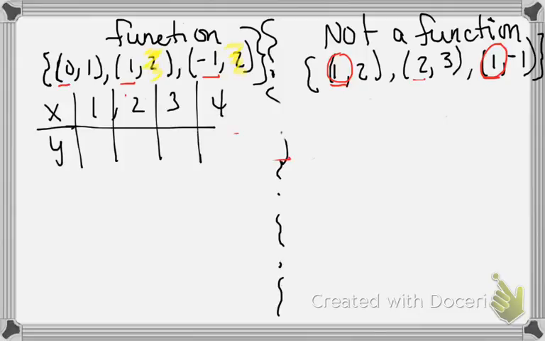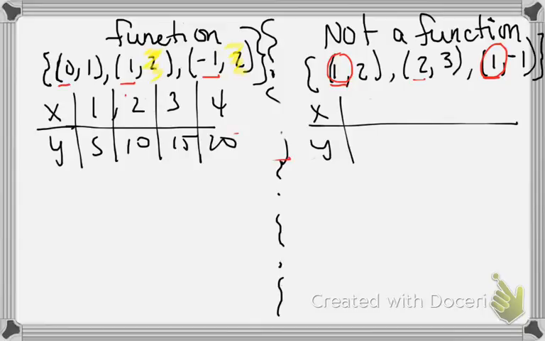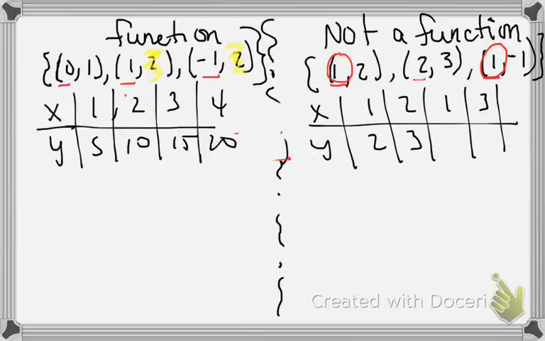3, 4, and we're going to have 5, 10, 15, 20. All right, on this one, we have x and y, we have a table. Remember, we're looking for x and y repeating, so we could have 1, 2, 1, 3, 2, 3, negative 1, 4. And again, like we said before, you can't have x repeating.